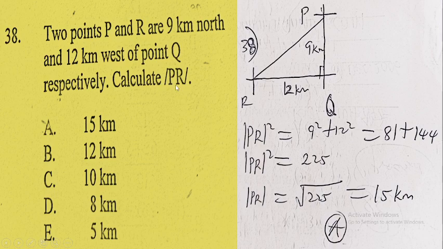Question says we should find PR, which is the hypotenuse side. So you can use Pythagoras theorem to find the hypotenuse side. That will be 9 square plus 12 square equals PR square. 9 square is 81, 12 square is 144, and that will give us 225. So the square root of both sides will give us 15 km to be PR. So that means PR is 15 km, and option A is the correct option there.